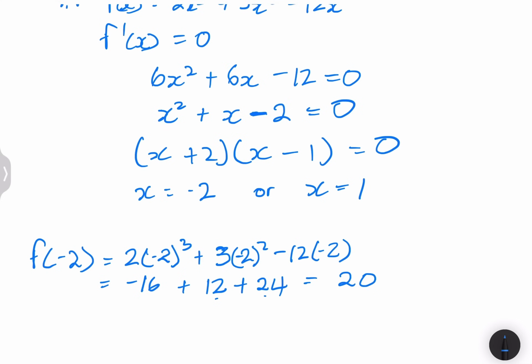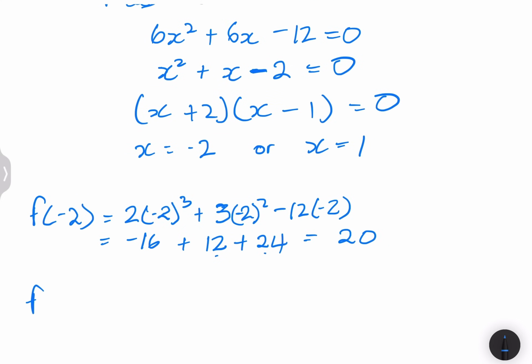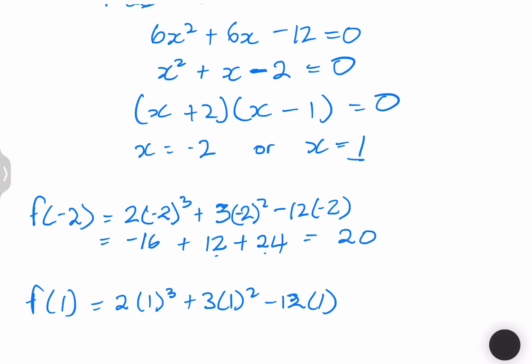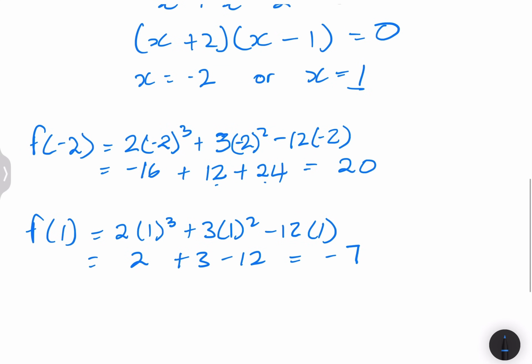All right, so in this case, we've got 12 plus 24, that will give us 36, minus 16, that will give us 20. All right, and then we'll go and look at where x is equal to 1. That's 2 times 1 cubed plus 3 times 1 squared minus 12 times 1. Right, let's write that down nicely. So that will be 2 plus 3 minus 12, and I'm sure you can see how that will give us negative 7.